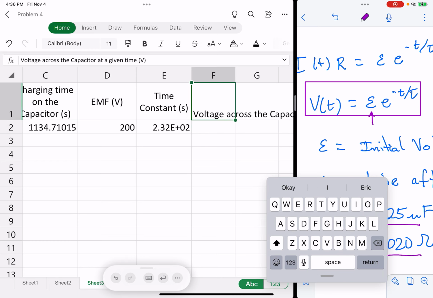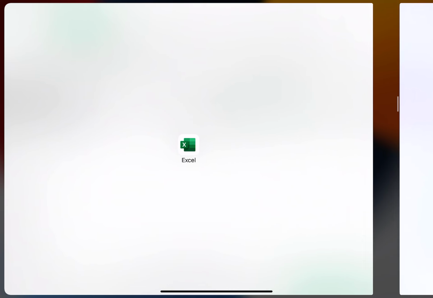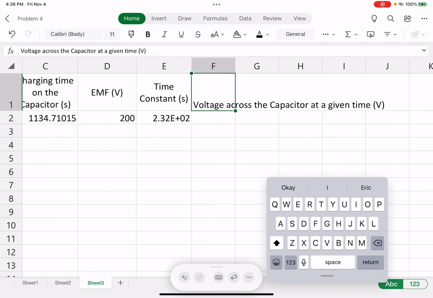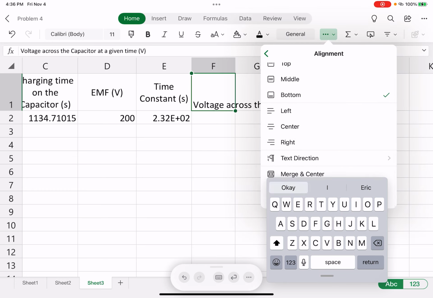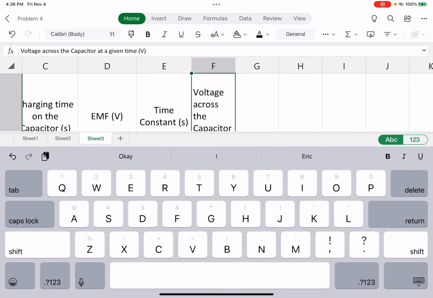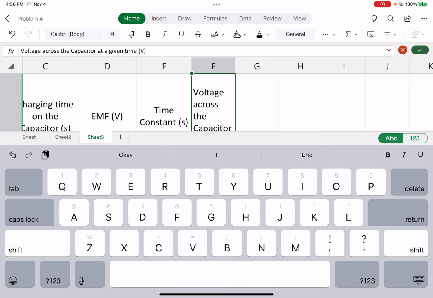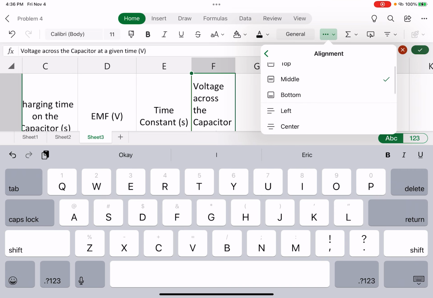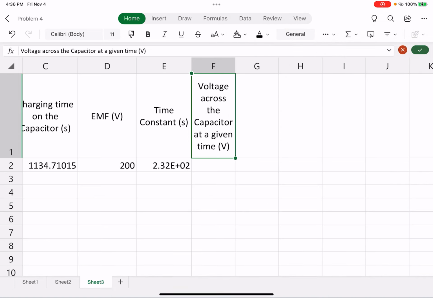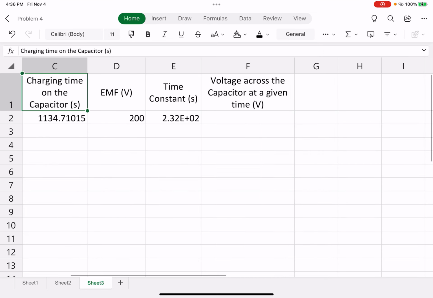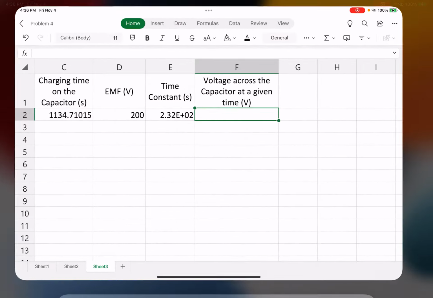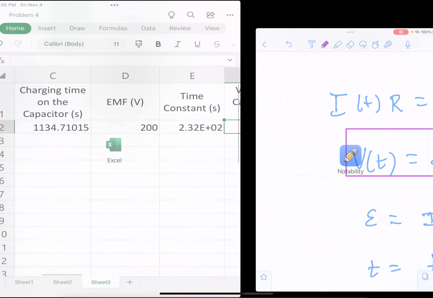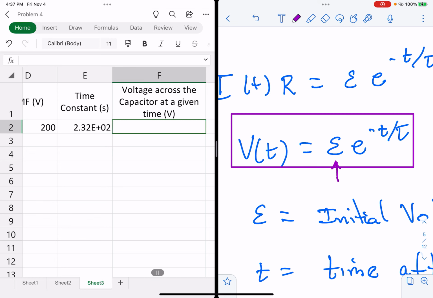All right, I'm going to wrap that text. I'll go ahead and middle as well as center it. This is just for readability. So my voltage across the capacitor, let me go ahead and bring my documentation back up here. All right, there it is.